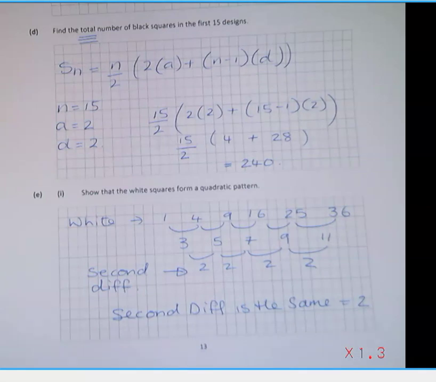Write down the second differences, and you're getting 2, 2, 2, 2, 2. And then what lots of you are missing out in your original mock is you have to tell me why that means it's quadratic. So you stress, you tell them that the second difference was always the same. So in this case, 2.